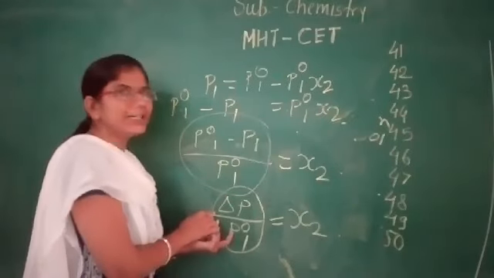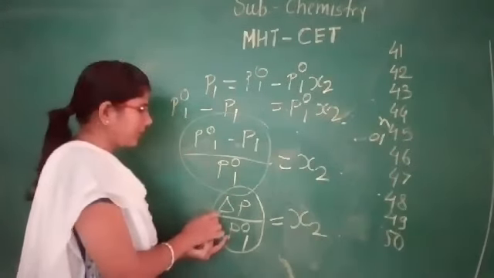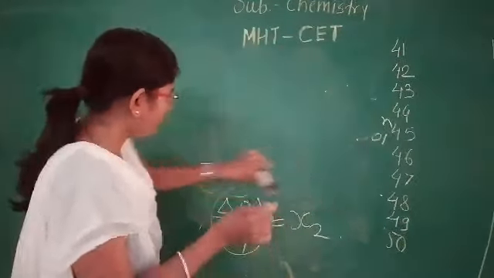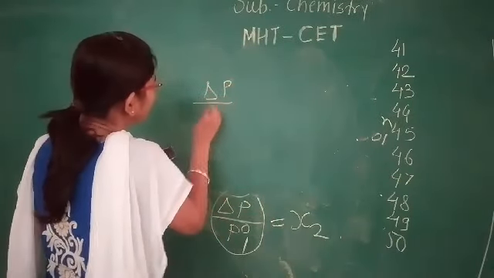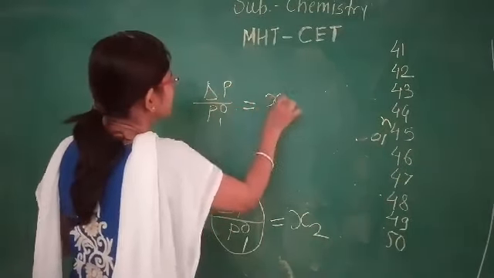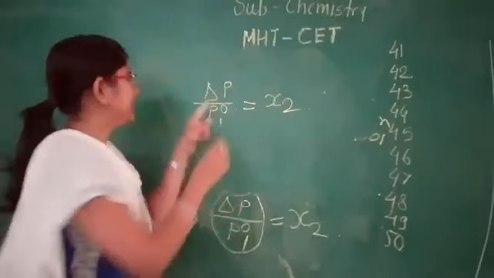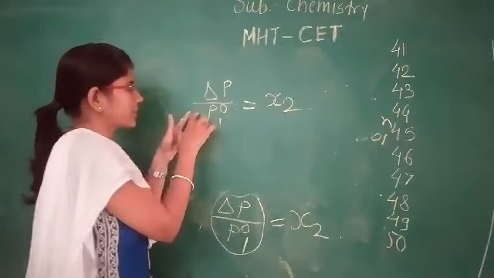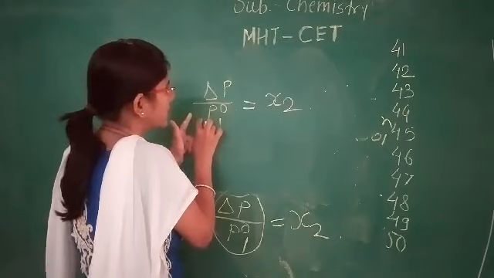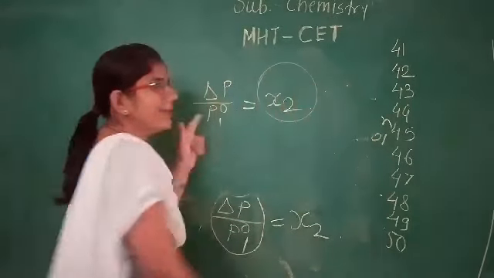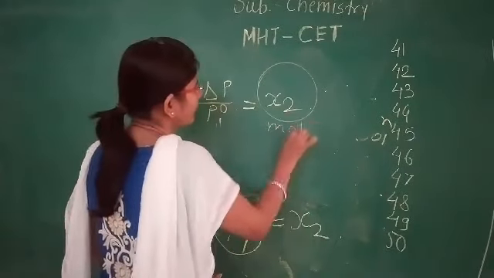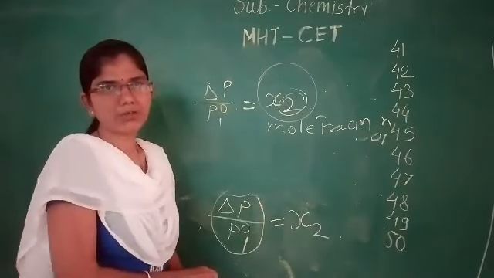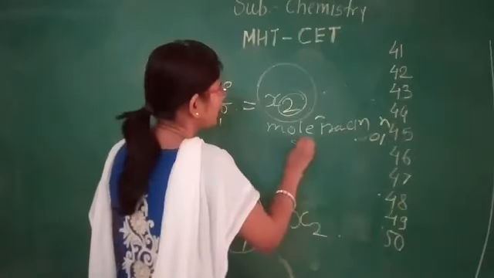याला काय म्हणायचं relative lowering of a vapor pressure, and they are having a formula here delta P upon P01 which is equal to x2, and the delta P upon P01 is called as the relative lowering of vapor pressure, and relative lowering of vapor pressure depends on the x2. x2 means the mole fraction of a solute, because the 2 notation is used for the solute. Mole fraction of a solute.